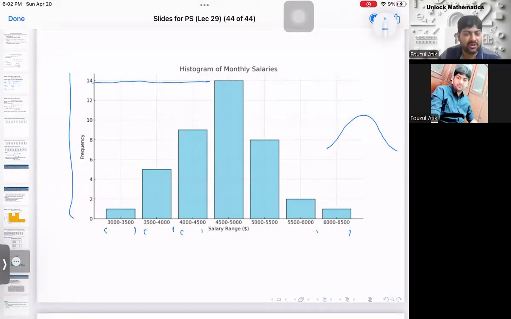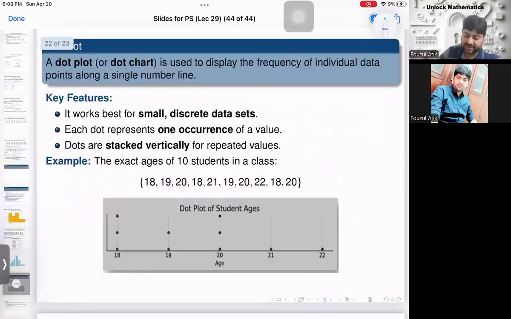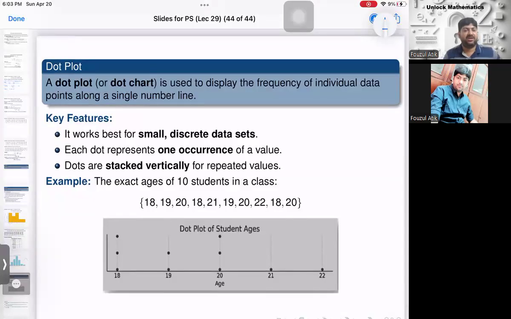So these are the uses of histograms. There is another way to represent the data, the dot plot. A dot plot or dot chart is used to display the frequency of individual data points along a single number line. The key features are that it works best for small and discrete data sets. So if you have a discrete data set with a small number of data points, then we mostly use the dot plot. It is another way of representing data, and each dot represents one occurrence of a value.